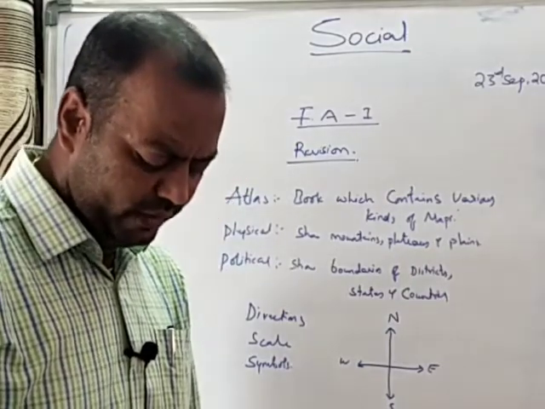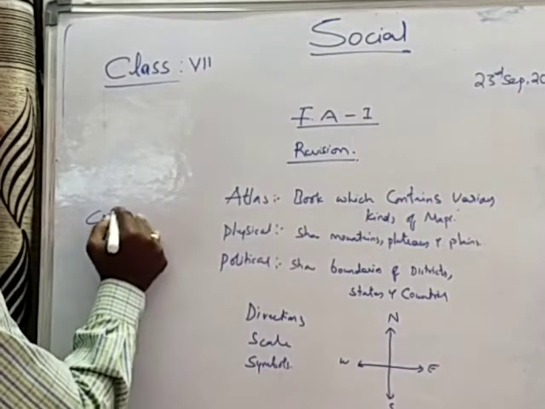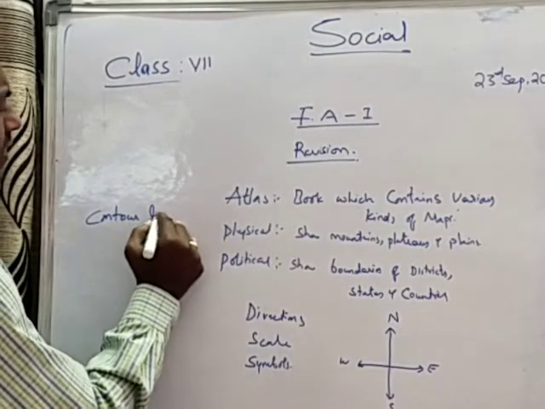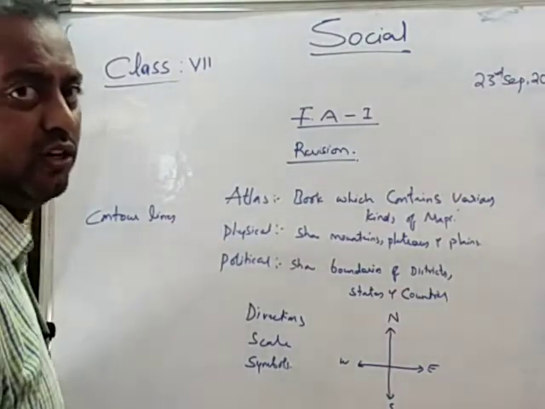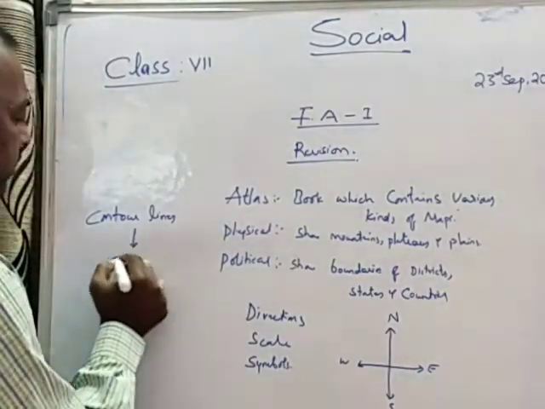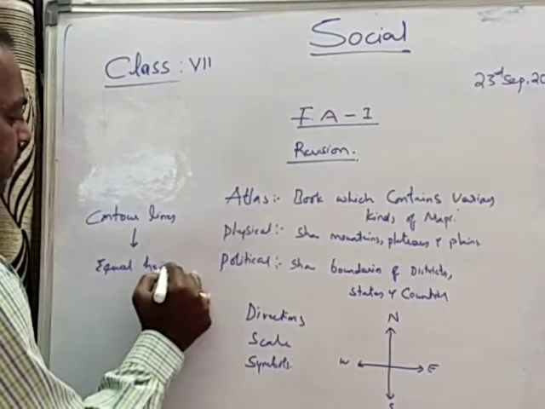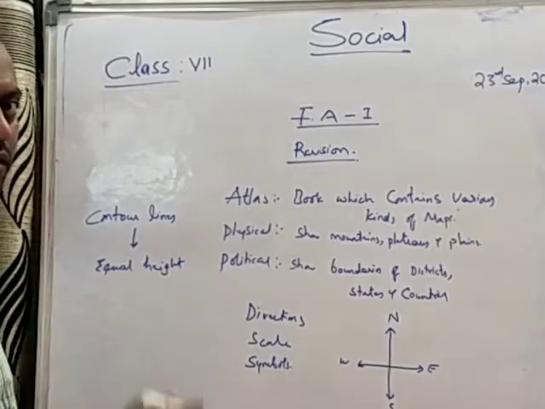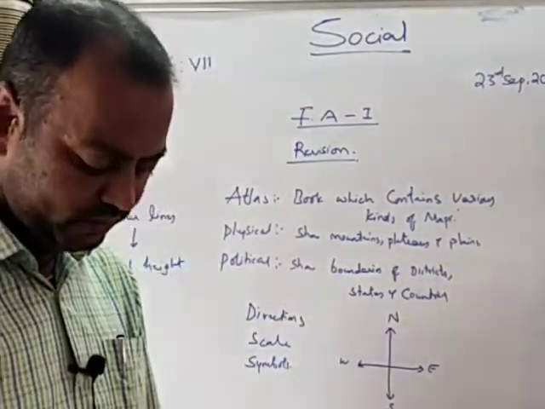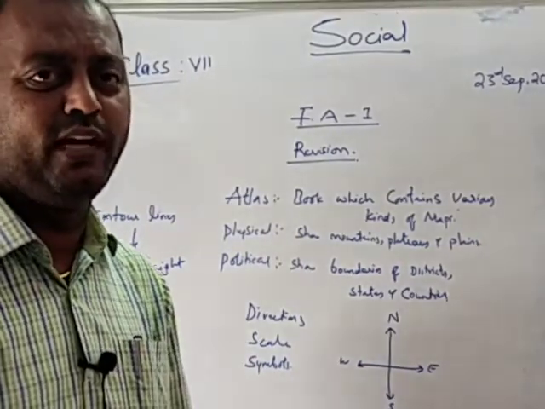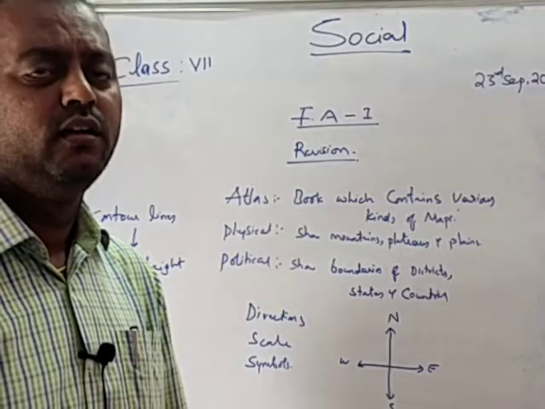And we also have learnt about contour lines, children. What are these lines? These lines actually join places on the map to show you equal height. The lines which show equal height, connecting the places which have equal height from the sea level, are considered contour lines.